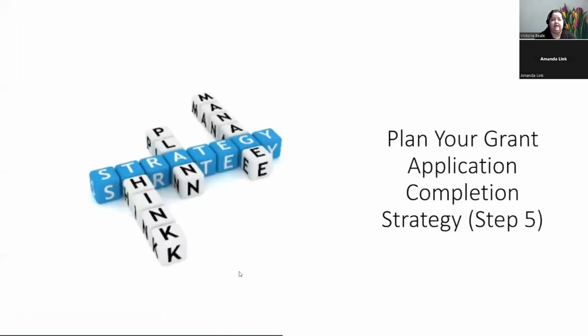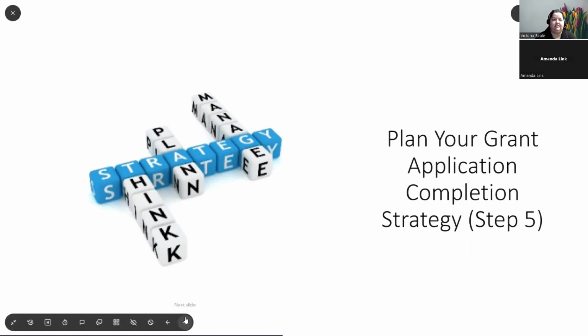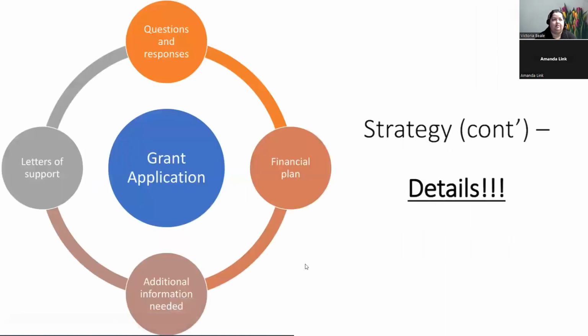All right, so as you've taken that grant application apart now, you want to put together your completion strategy and think through the details. Think through your questions and your responses, the financial plan, what additional information you are going to need. On that additional information, you may have to pull in partners to get more information in for the application. So you need to contact them ahead of time.